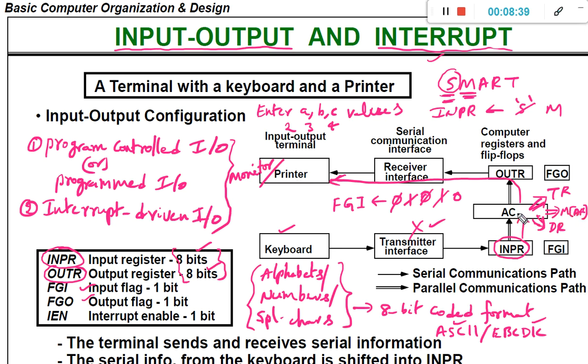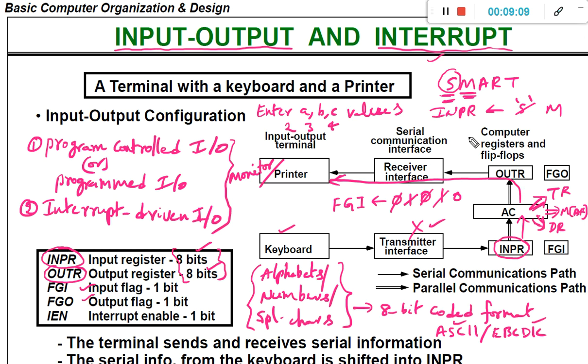So like this, AC will be cleared periodically, and once AC is cleared, INPR is going to move the next character to the accumulator register. So that is about the input operation. Coming to the output operation, the content will be moved from the accumulator register to OutR.